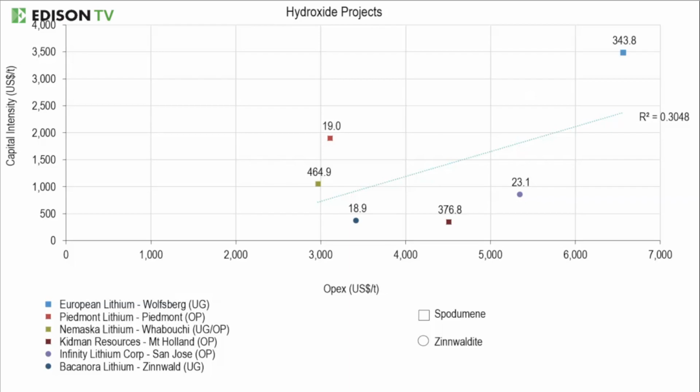Now let's add in valuation. The relationship between valuation, operational cost and capex intensity is also not clear in hydroxide projects. Some companies have very high market valuations, while others have very low, and the operational metrics between the two aren't that different. Finally, we look at concentrate projects.